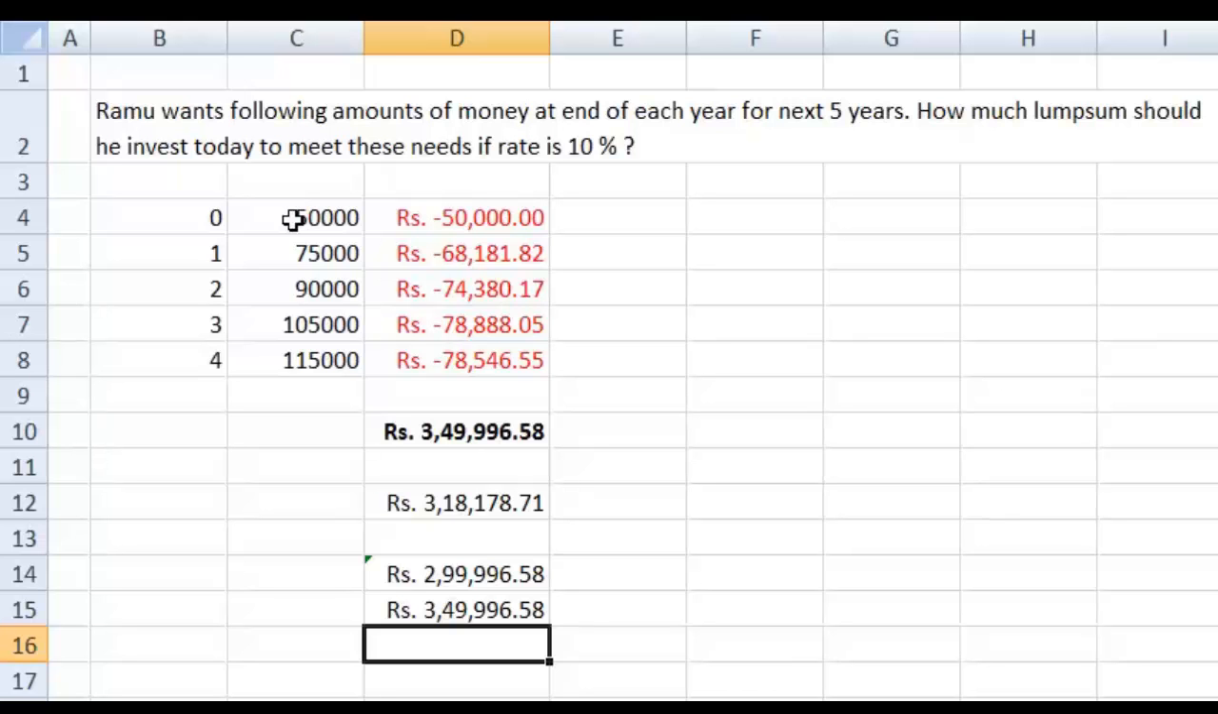So using the NPV function, we can find out the present value of uneven cash flows. Now in the next session, we will try and find out the future value of similar amounts. Thank you.